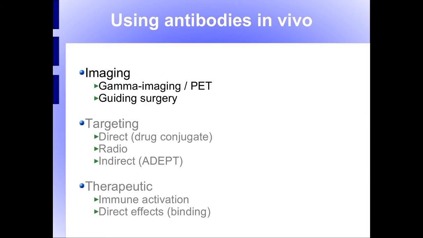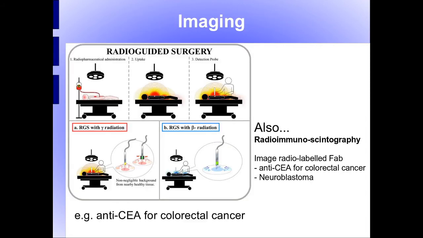So in vivo, they can be used for all sorts of things, just as they can be used in vitro for different things. They can be used in imaging, so gamma imaging, PET scans, guiding surgery. Here's an example, this radio-guided surgery where a radio-labelled antibody is administered. It's taken up by the body and focuses itself in particular places.